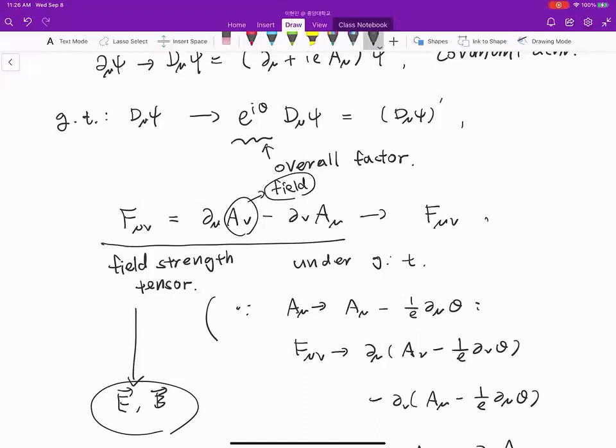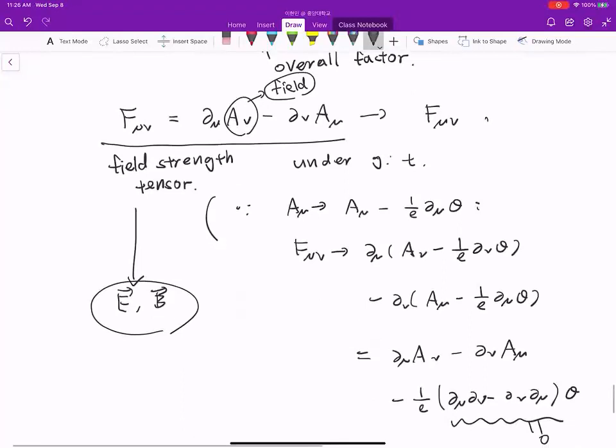I don't know. There are other ways to call this the field strength tensor. It's just convention by convention that we distinguish between the field and the field strength. The field strength is given by the derivative of the field. It's kind of like the kinetic energy for the field.